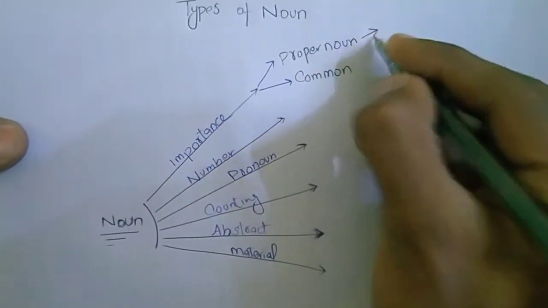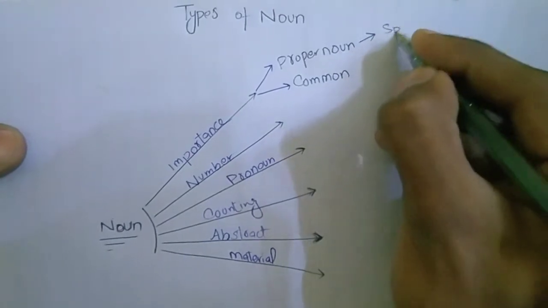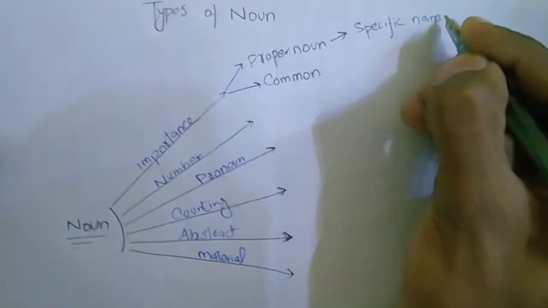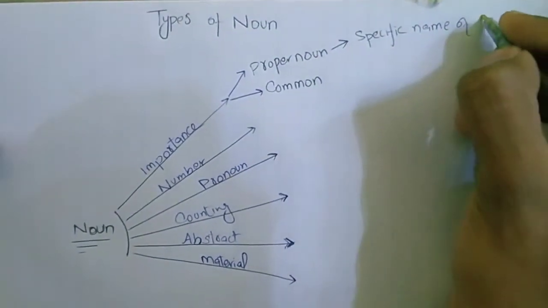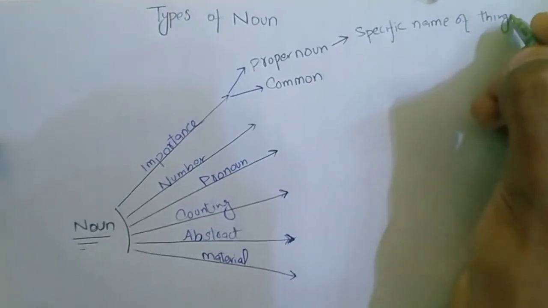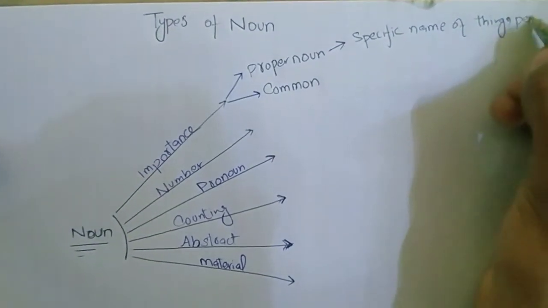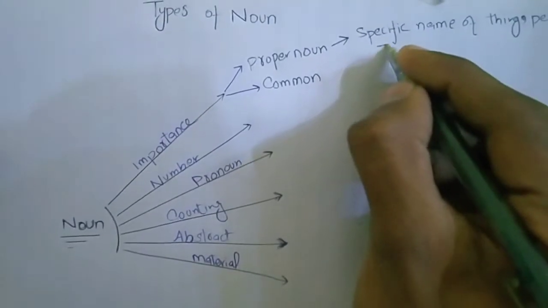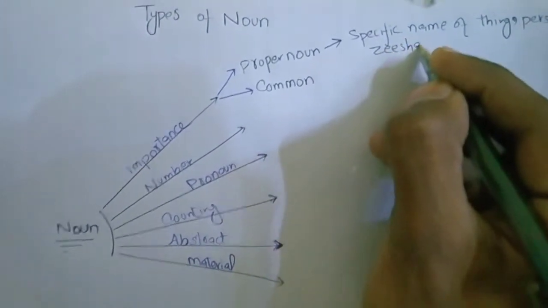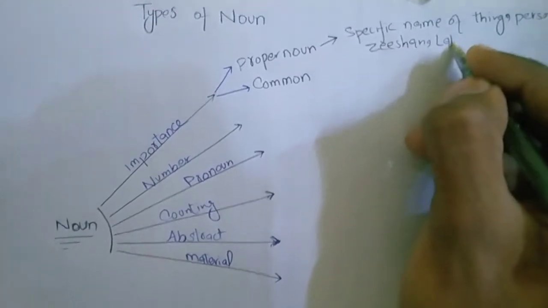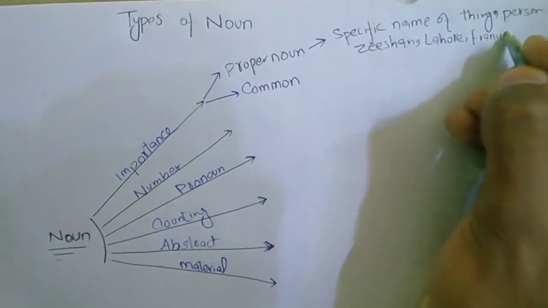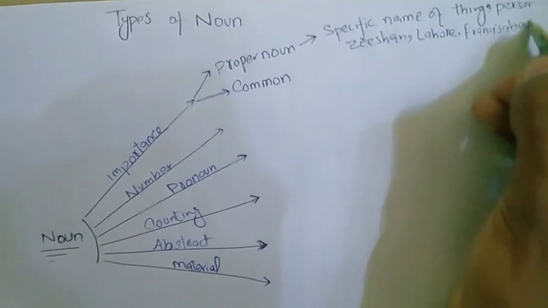In proper noun, specific name of thing, person, e.g. Zishan, Lahore, Faisalabad, etc.